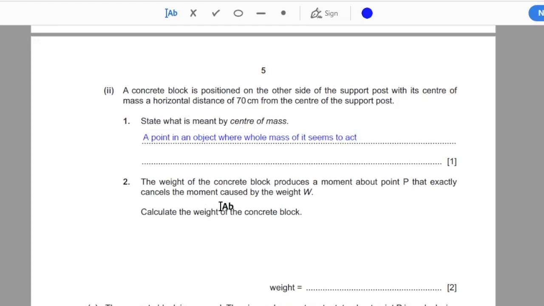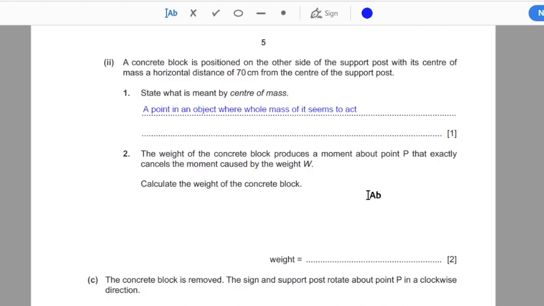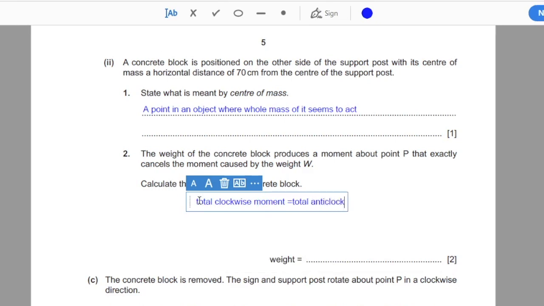The weight of the concrete block produces a moment about point P that exactly cancels the moment caused by the weight W. Calculate the weight of the concrete block. Whenever your question says about some point, by that they mean you have to take all the distances from that point. That is your turning point. So over here we are going to apply the law of moments, which is total clockwise moment is equal to total anti-clockwise moment.